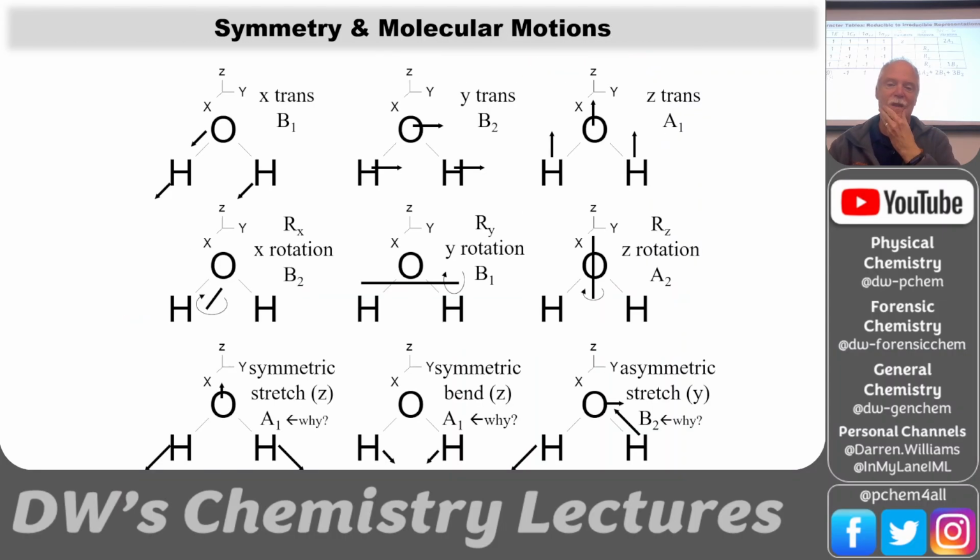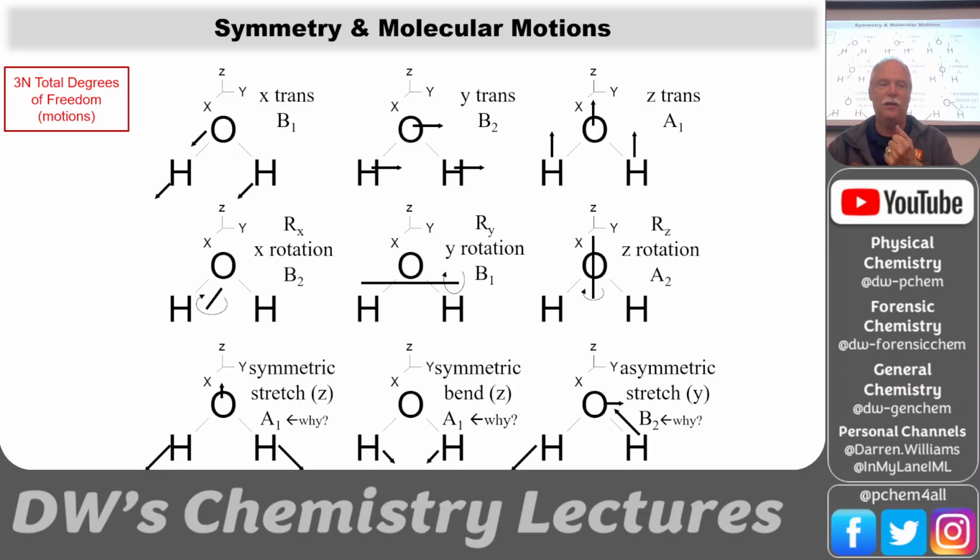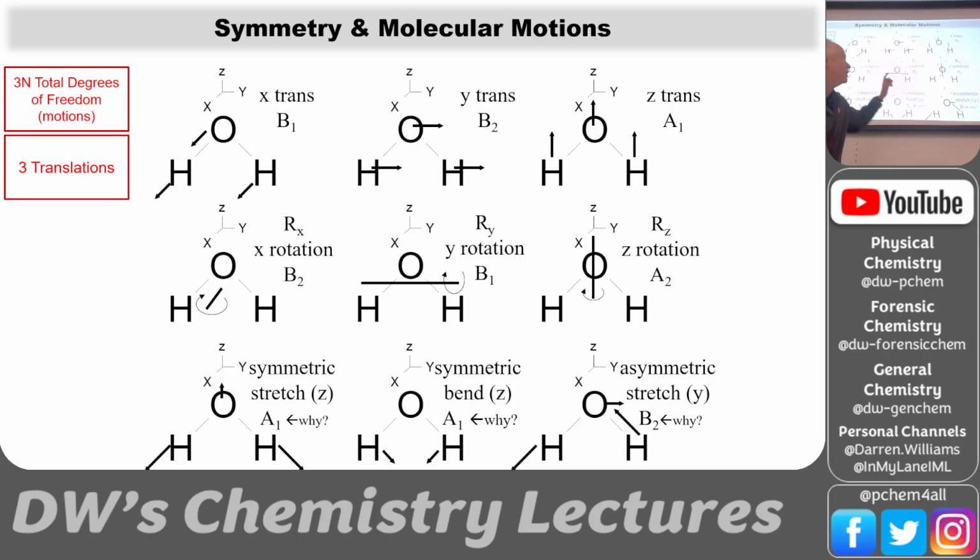So here's water, and here's all of the motions in water. So there's 3n total degrees of freedom. There's 3 translations. Do you understand the arrows? Look at the arrows compared to the X, Y, and Z axes. So these 3 arrows are diagonal, like that X axis. So that's really meant to show it's coming out at you. And it can move in the Y direction, or it can move in the Z direction. And that's it. That's all water can do in terms of translation.